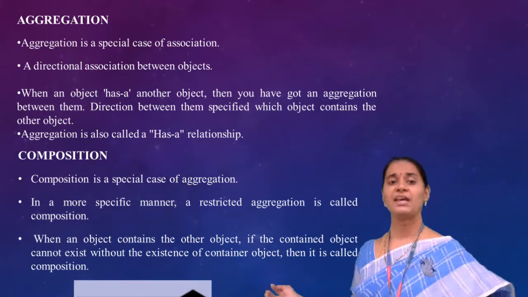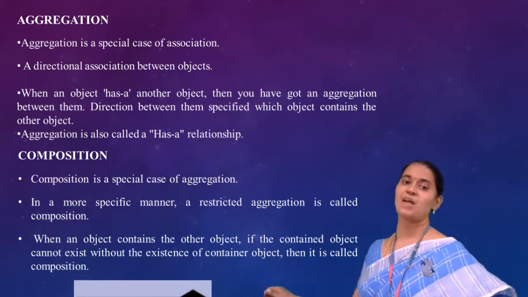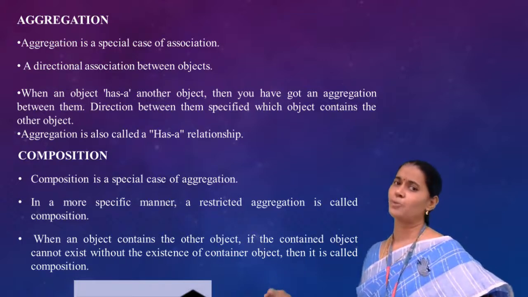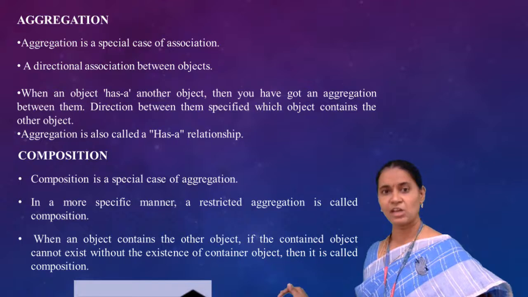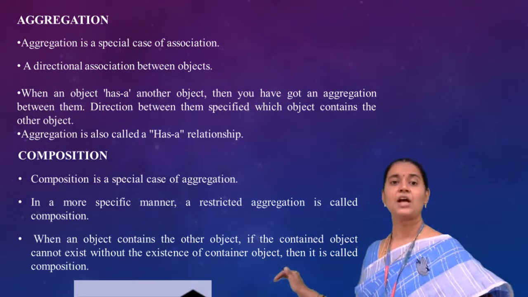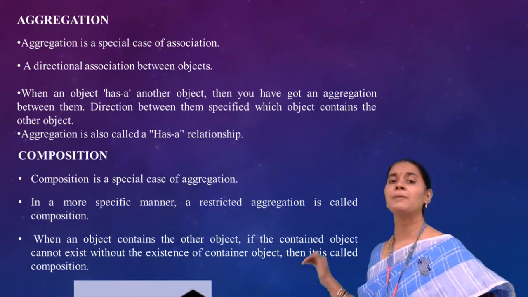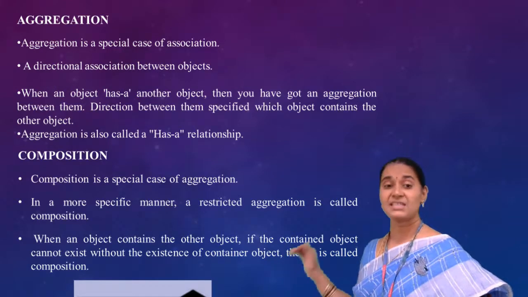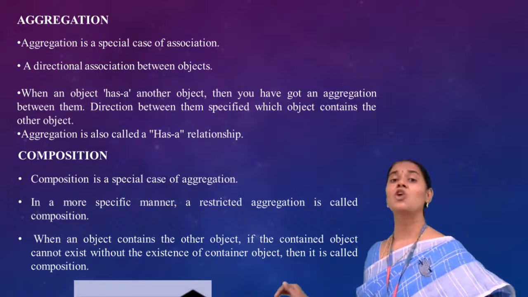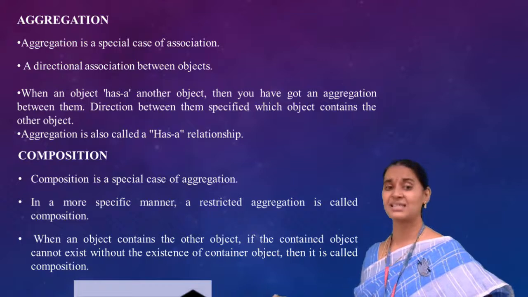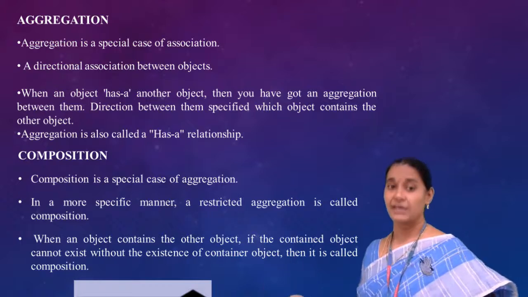Before discussing the example, let us also know what is composition. A composition is also a special case of aggregation, in that it is more specific. That is, in composition, a restriction is placed on aggregation. If we place a restriction on the aggregation, it is called a composition. What is this restriction and how can it be placed? Let us discuss it in the next slide.